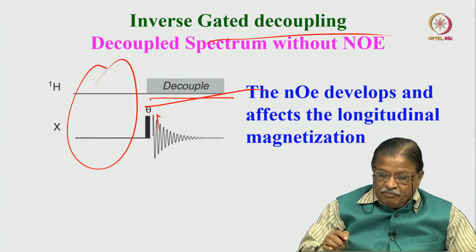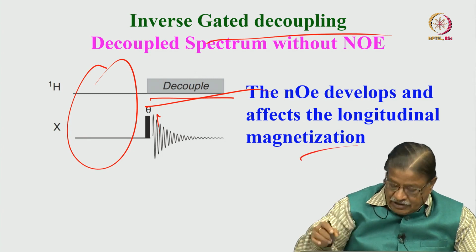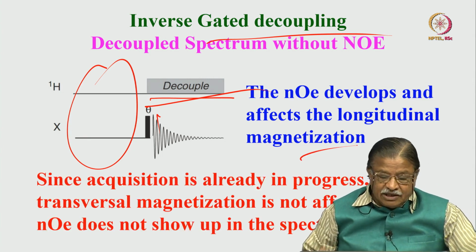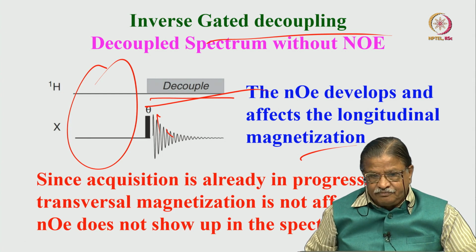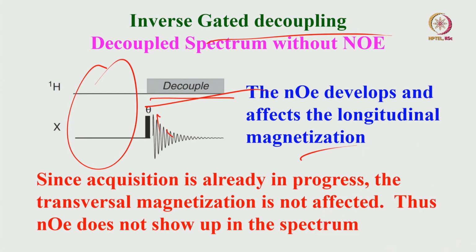This is an experiment, but NOE develops and affects the longitudinal magnetization. So, as a consequence you do not get the enhancement. Since the acquisition is already present here, there won't be a build-up of the signal. That is why this is called inverse gated, no NOE, and we are going to decouple.